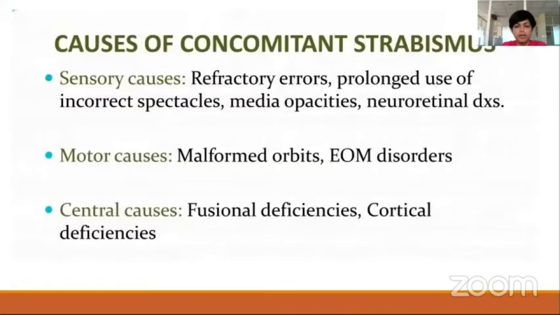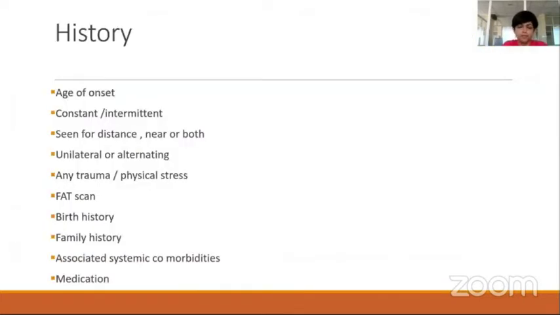What technically is the cause? The development of binocular single vision occurs starting from around 3 to 6 months, which goes on for around 5 to 6 years. So any obstacle in the development of binocular vision at this time. It may be a sensory cause like refractive errors or any media opacities. There may be a central deficiency of fusion or cortical deficiencies as you see in CVI, or there may be a motor cause in the form of malformed orbits or extraocular muscles.